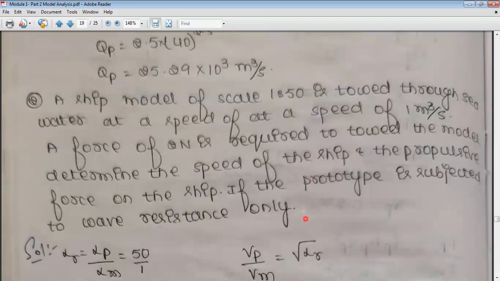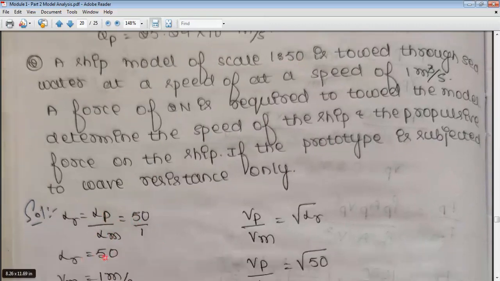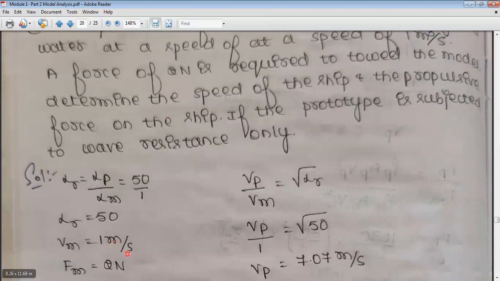Then, a ship model of scale 1:50 is towed through seawater at a speed of 1 meter per second. A force of 2 Newton is required to tow the model. Determine the speed of the ship and the propulsive force of the ship if the prototype is subjected to wave resistance only. For the ship model of scale 1:50, LR is equal to LP by LM is equal to 50 by 1, so LR is equal to 50. It is towed through seawater at a speed of 1 meter per second, which is the velocity of the model. Vm is equal to 1 meter per second.